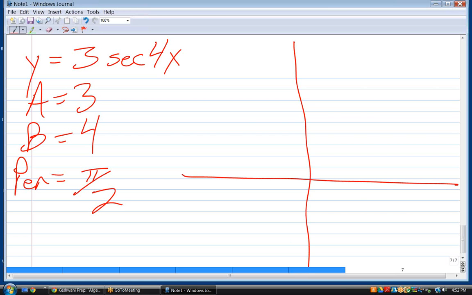Secant, being the reciprocal of cosine, would typically look like that. That would be one period. In other words, the very first one is going to sit next to the y-axis. It's not going to straddle the y-axis. Okay? So the only difference is what this point and this point are.